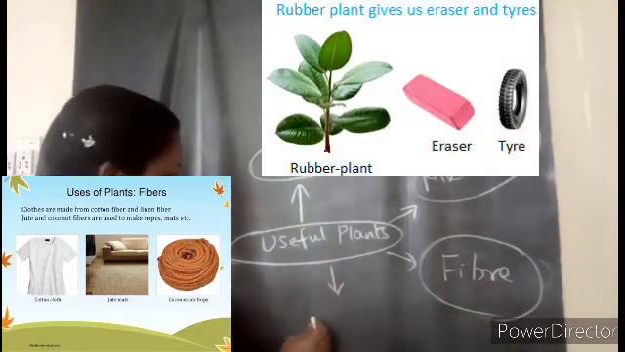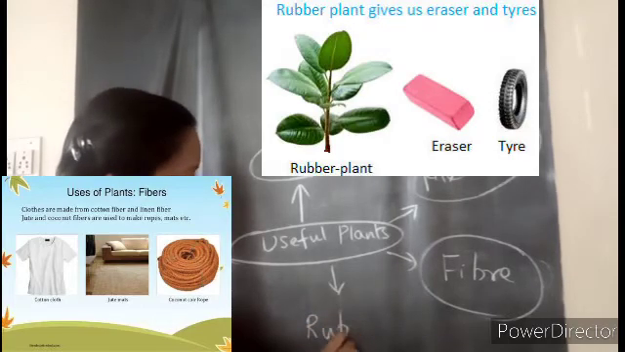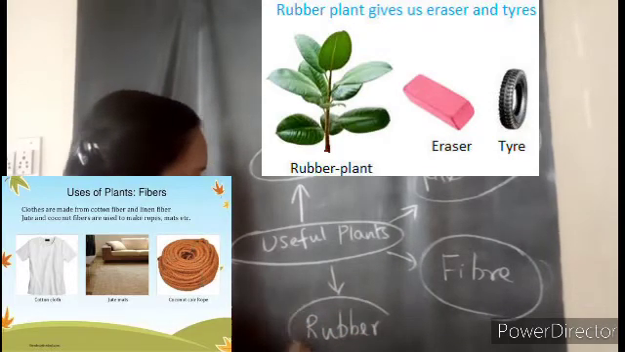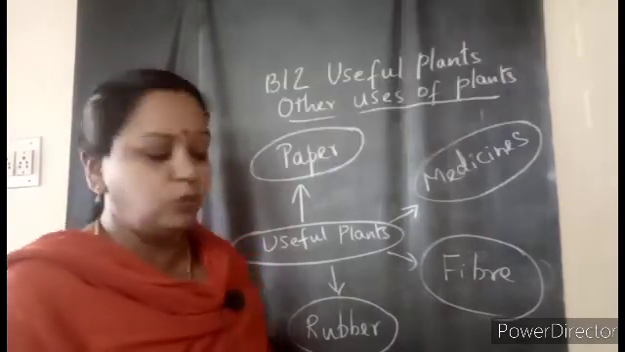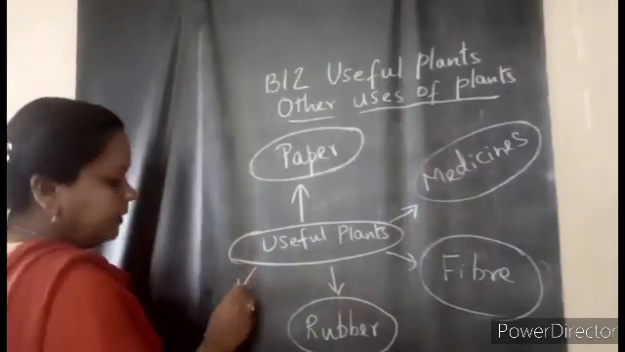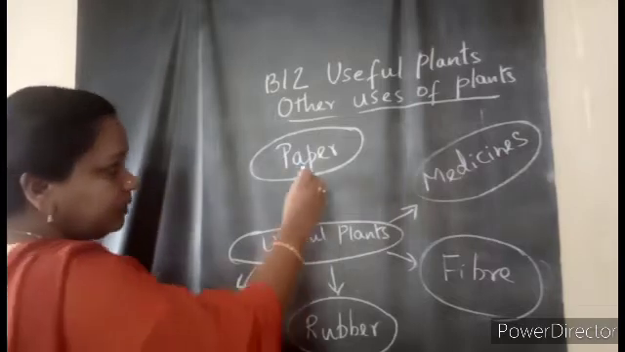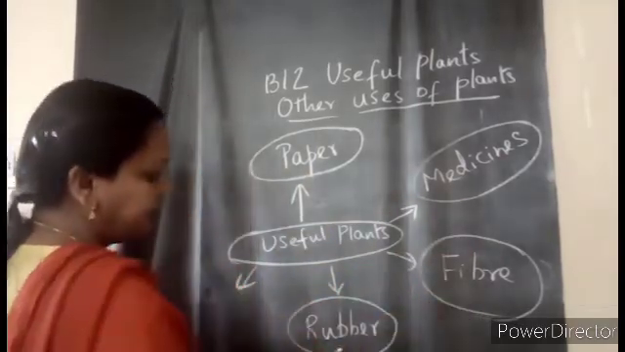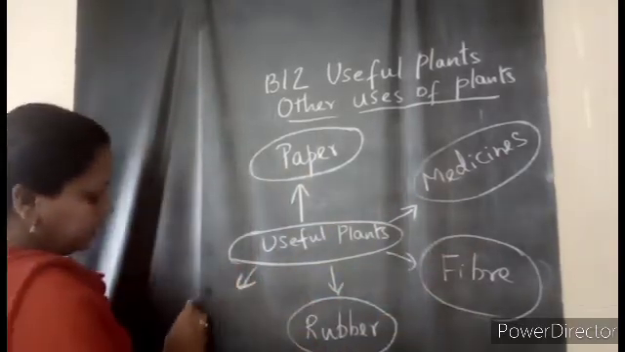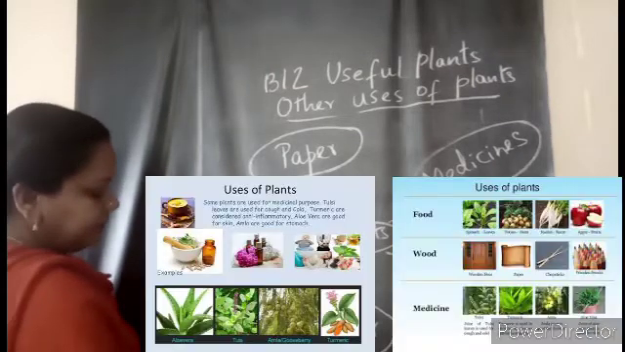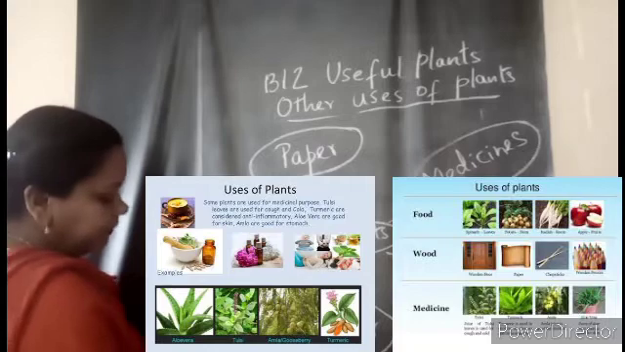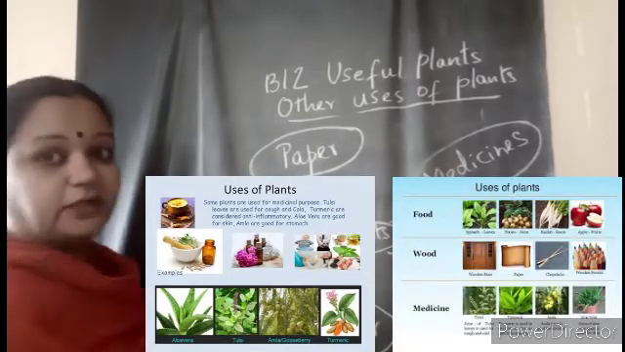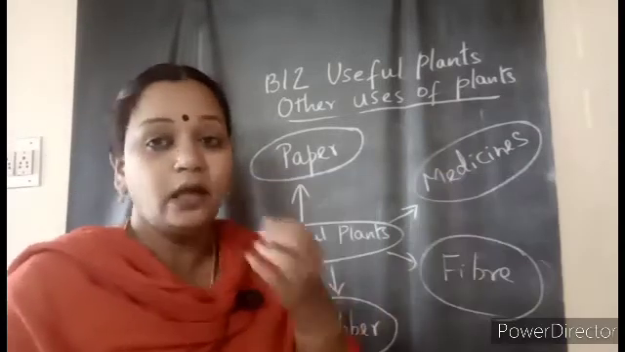And plants give us rubber. Rubber is used to make not only your eraser but also the tires of vehicles, or else how would the vehicles move? And also paper, medicines, fiber, rubber, and plants are used to make cosmetics like perfume and all. We learned in the flowers chapter, perfumes and all are made from plants only. That is the part of the plant, mostly the flowers.